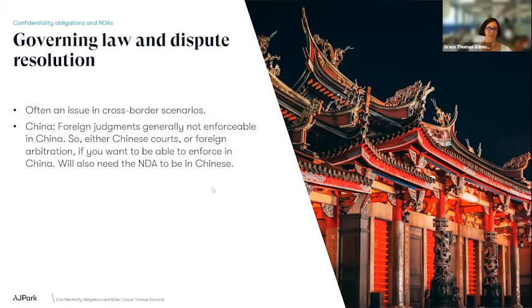Also, to enforce in China, you're going to need your NDA to actually be translated into Mandarin Chinese as well, so that you can put it before the Chinese courts.